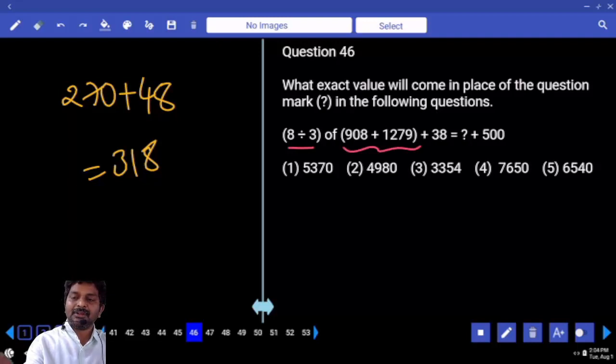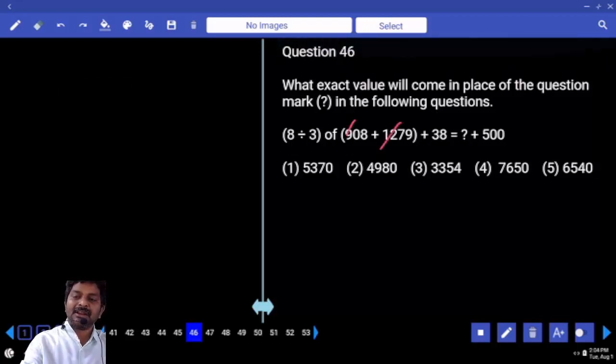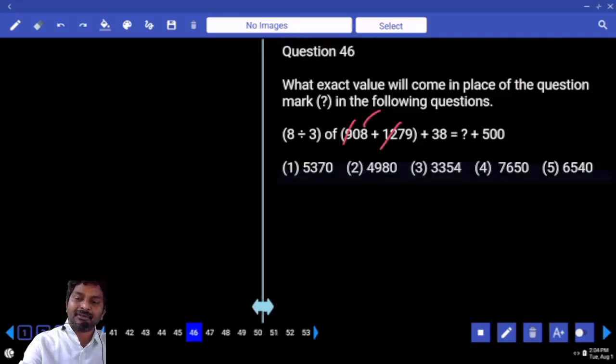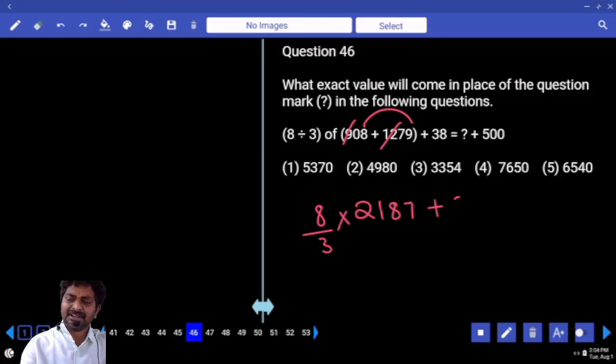Okay, first we'll have to complete the number inside the bracket. Hundreds places 1200, 900, 2100. Leftover value 8 plus 79. So that is 2187. 8 by 3 into this fellow, correct? Plus 38 minus 5. Right. So can we verify the last digit?